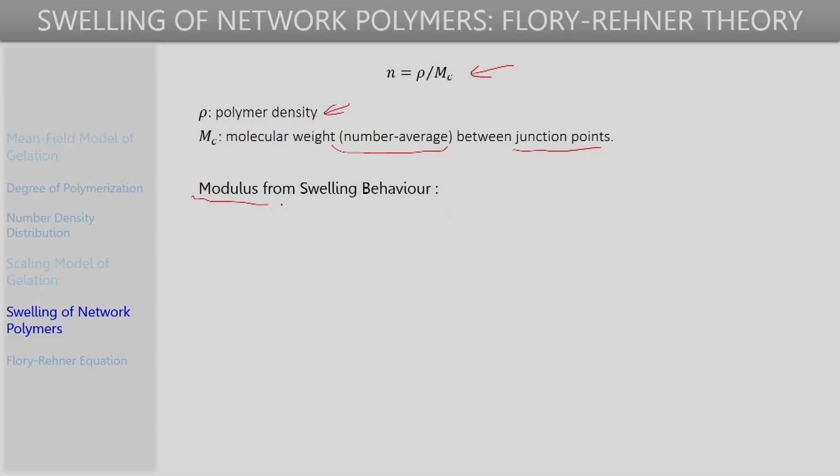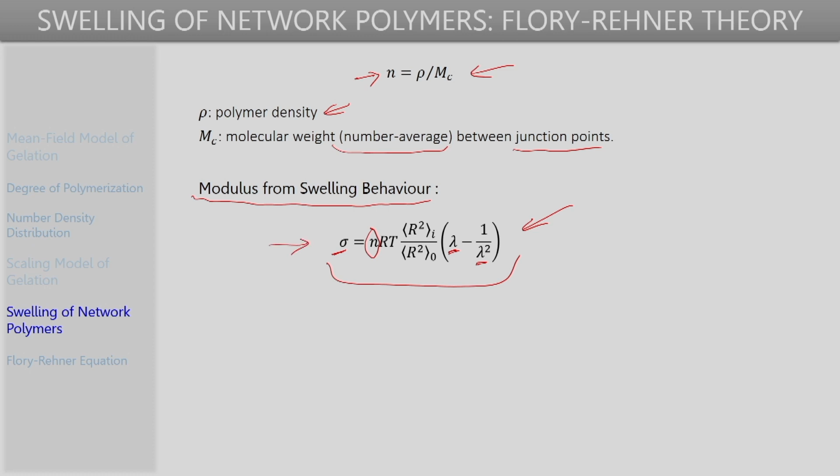If we want to obtain the modulus from swelling behavior, then we will need to use an expression that describes the relation between the stress and strain. So, without deriving, we will just write down this expression which relates the stress and the extension ratio lambda, which is a measure of the strain, and we see that this number N, which is the same as this N here, appears in this relation. So, what this suggests is that if we have the value of this N from the swelling behavior, then that can be used to obtain a modulus from an equation of this kind.